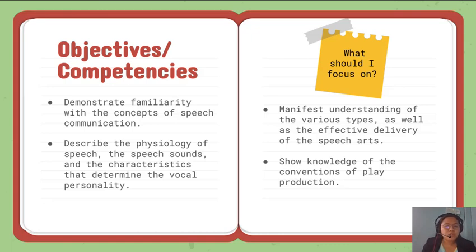First, to demonstrate familiarity with the concepts of speech communication. Next, to describe the physiology of speech, the speech sounds, and the characteristics that determine the vocal personality. Third, to manifest understanding of the various types as well as the effective delivery of the speech arts. And last but not the least, to show knowledge of the conventions of play production.